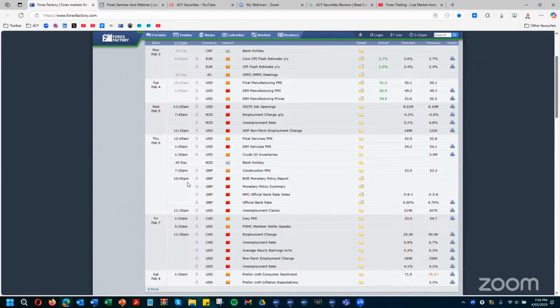Later in the day for the UK, 10 p.m. We have the BOE monetary policy report, policy summary, bank rate votes, official bank rate, expecting a 25 basis point cut there. I would say the market's factored that in already. 11:30 p.m. US unemployment claims. Canadian into Friday, 11:30 p.m. Canadian employment change and employment rate, and then of course the US average hourly earnings, non-farm employment change and employment rate. So that's the biggest one for the week when we talk about the US.